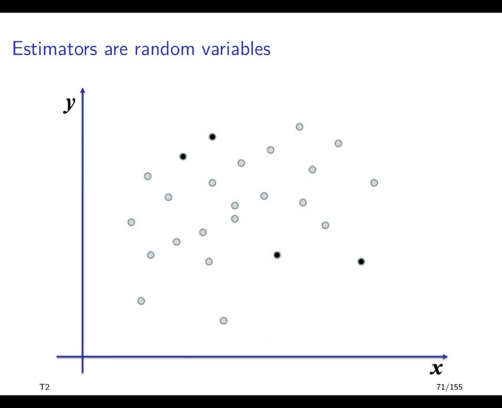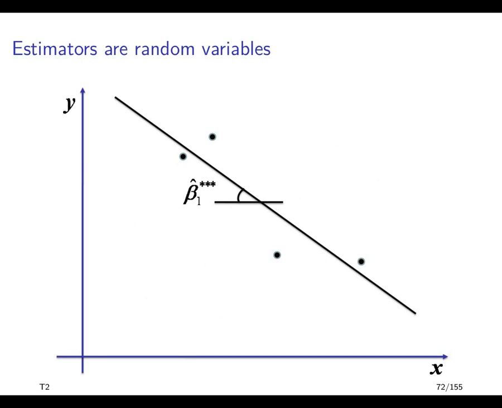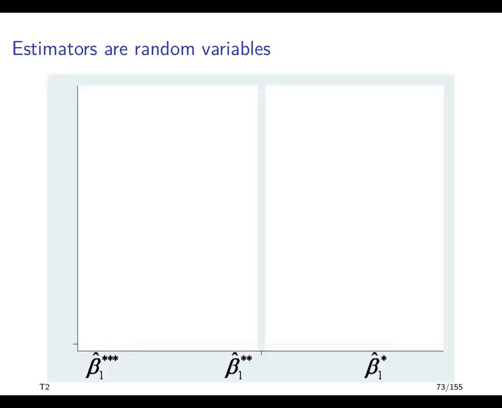If instead we had selected these other 4 values, we may have ended with OLS estimates that take this other value. In this case, the estimate is actually negative, a negative slope, even smaller, even more to the left, beta 1 hat triple star. So you can see how, depending on the chance that we have in selecting certain values or others from the population and feeding them into our OLS formulas, we end up with different estimates.